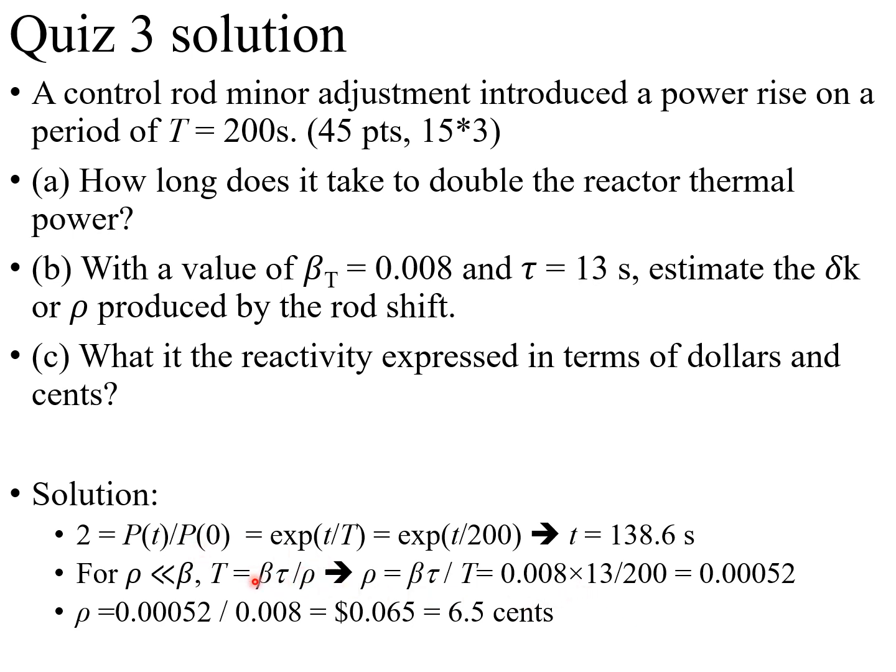Then we rearrange this equation. We want to calculate the rho, that is the introduced reactivity. So move the rho to the left hand side, then move the T to the right hand side. Then we calculate that. We have the reactivity rho equal to this value. This reactivity has no unit. Okay.